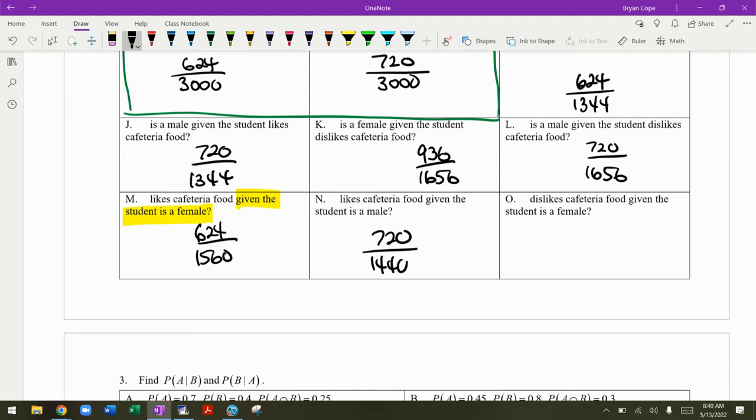And then dislikes cafeteria food given the student's female. You got it. That's right, 936 over 1560. Okay? All right, 10 more minutes and then we will get ready for the quiz, okay?